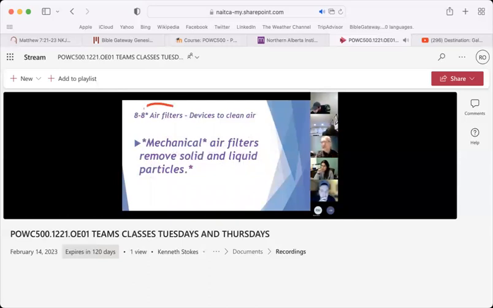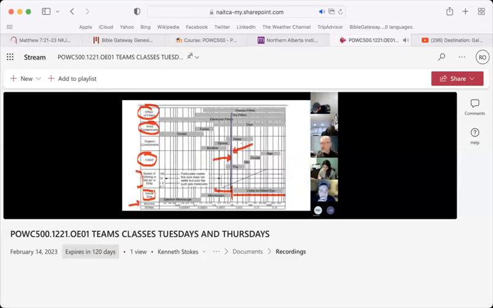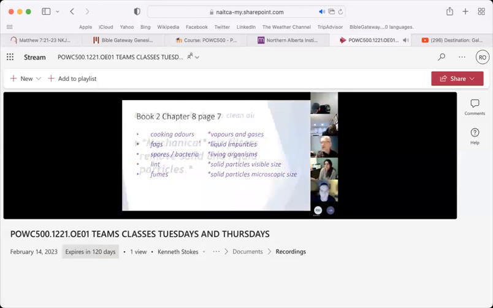Air filters. These are devices that clean the air. We have mechanical air filters to remove solid and liquid particles. If you go back to this chart, you're going to see solids indicated. You're going to see liquids. You're going to see on the top different kinds of filters, which are the best ones for which of the things down in the body of that chart.